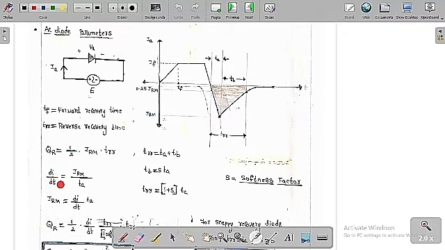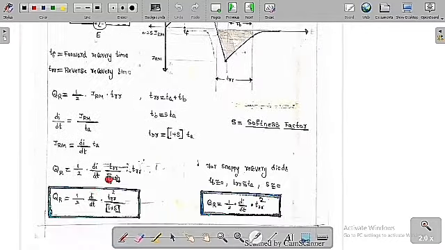But di by dt is nothing but the slope of this graph. The slope of this graph, di by dt, is the height IRM over the base TA. So di by dt is equal to IRM by TA. So IRM is equal to di by dt into TA. Now QR is equal to half into IRM, which is di by dt into TA, into TRR. But TA is equal to TRR by (1 plus S), as we saw here.